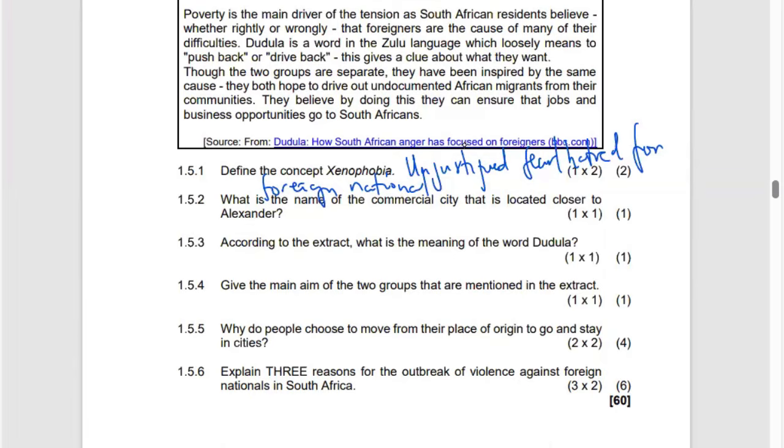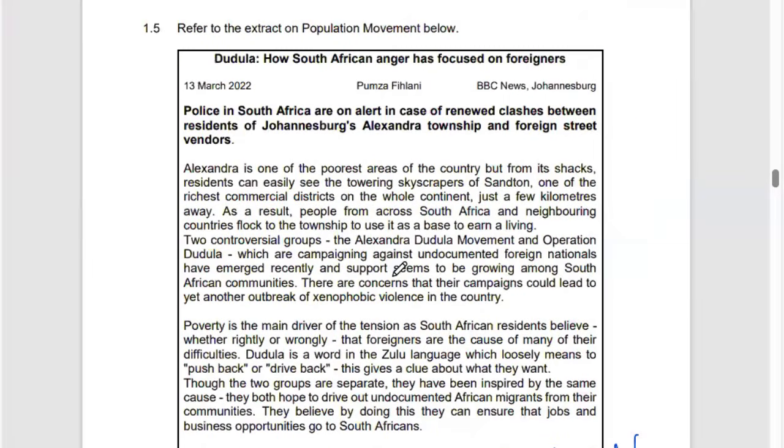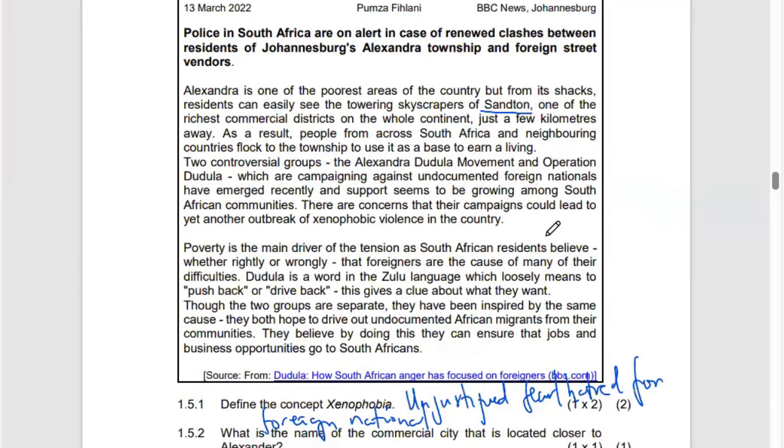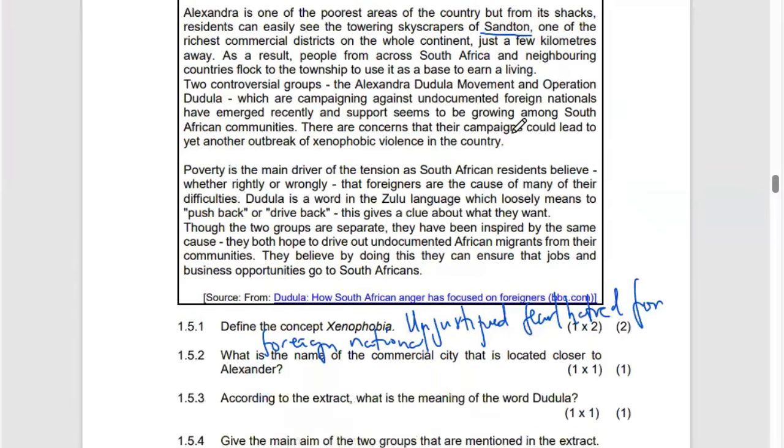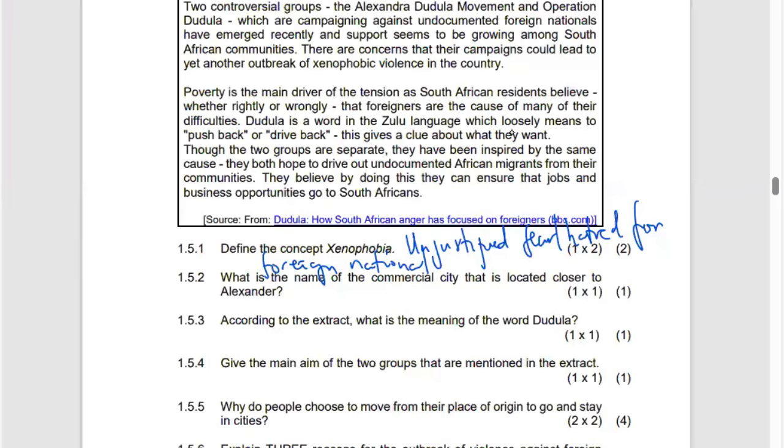What is the name of the commercial city that is located closer to Alexandra? That is an extraction question. It talks about two controversial groups, the Alexandra Dudula movement and Operation Dudula, campaigning against undocumented foreign nationals that have emerged. Right, if we go through our text, you tend to find that the commercial area that is being mentioned in this question is Sandton. That is our response. The commercial city is Sandton, according to the text.